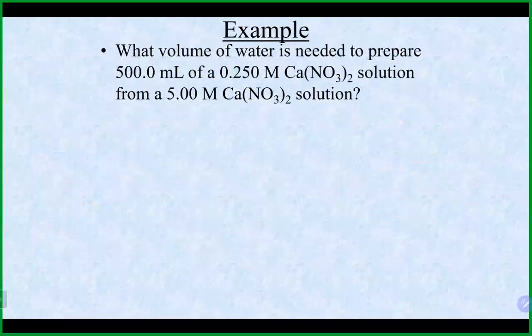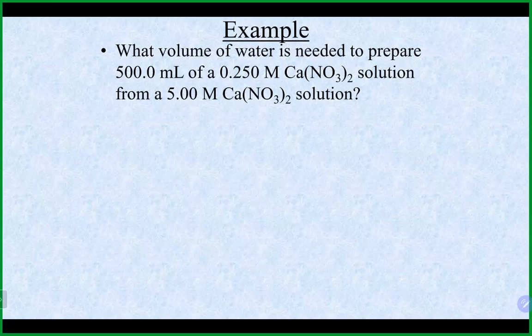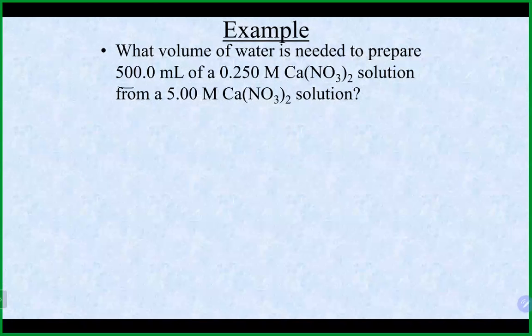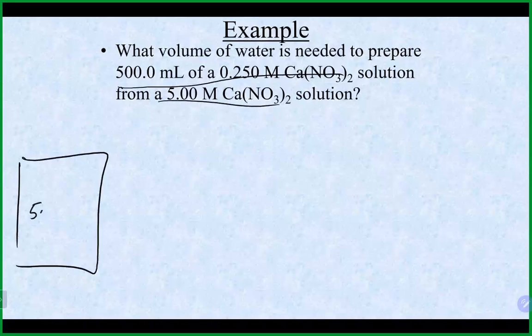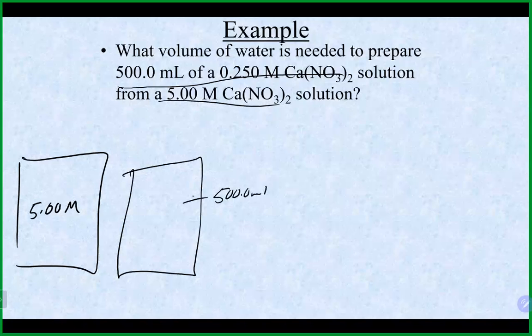What volume of water is needed to prepare 500 milliliters of a 0.25 molar calcium nitrate solution from a 5 molar calcium nitrate solution? Okay, so a similar situation. We want to make a more dilute calcium nitrate solution, and we're starting with a more concentrated solution. So once again, we have a 5 molar bottle sitting there, and we want to make a new one that is 500 milliliters at a molarity of 0.25 molar.